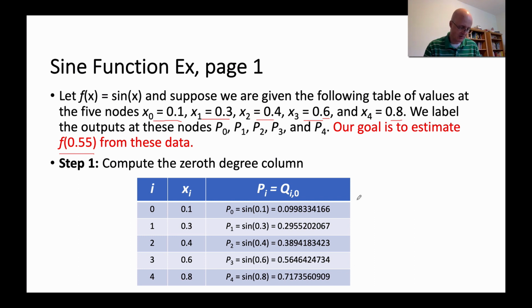I'm just going to double check one of them. I'm going to double check sine of 0.8, 0.717356. You can see it there. Hopefully, if it's not too blurry. All right. So that's the 0th degree column, the 0th column of the matrix.